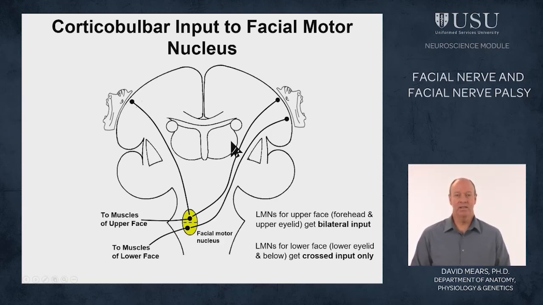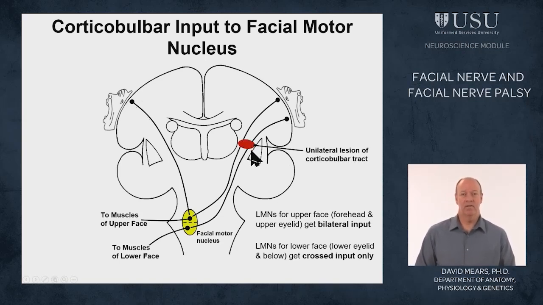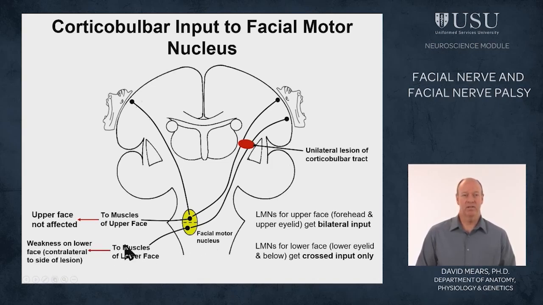So what that means is if we have a lesion of the corticobulbar tract here above the facial motor nucleus, the muscles of the upper face are not going to be affected. They're still going to work fine because these lower motor neurons still get controlling inputs from this side of the brain. But the lower part of the face is going to have weakness of facial expression. So the side contralateral to the lesion, because again, this only gets crossed input, we disrupt that input and we're going to have weakness of those muscles.